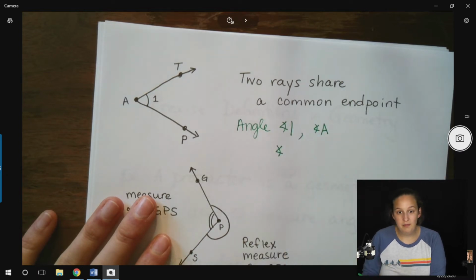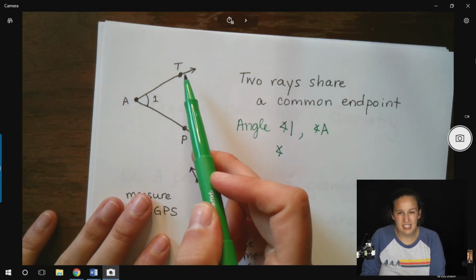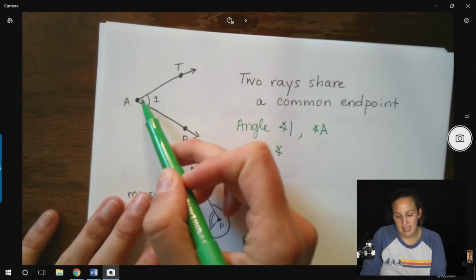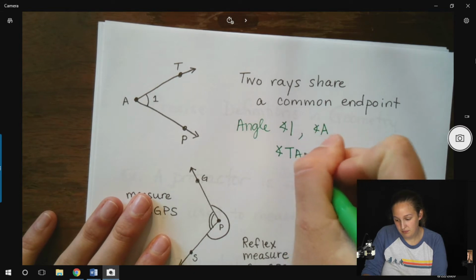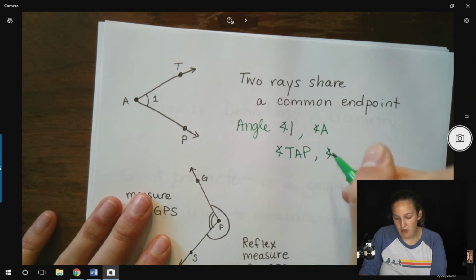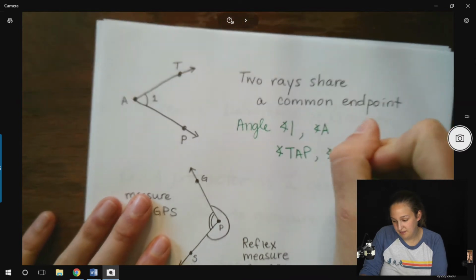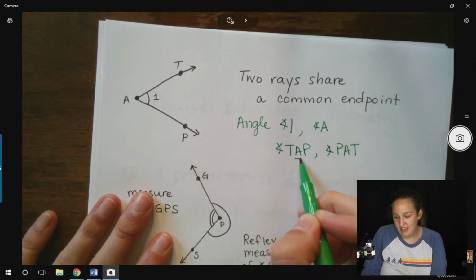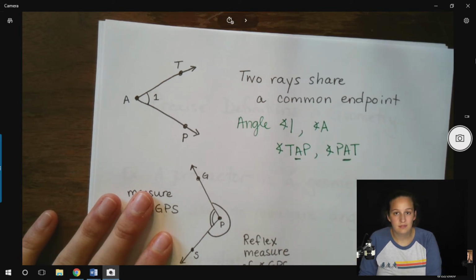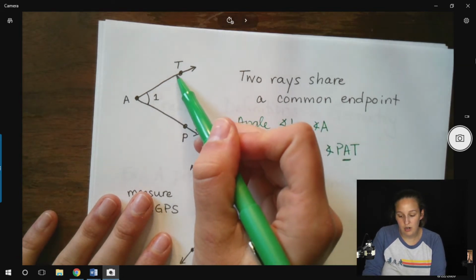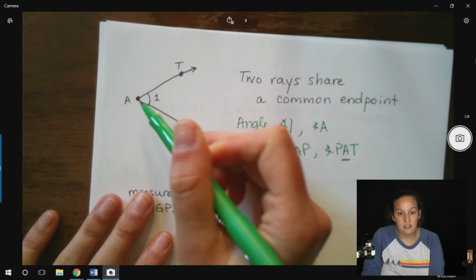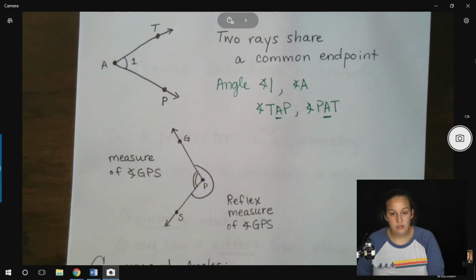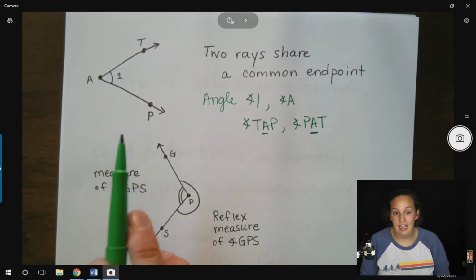The fail-safe one is to pretty much identify your two rays. And so to do this, you could say angle TAP or angle PAT. The important thing is the A is in the center. So that's going to tell you start at one end and you go to the other end. That tells you exactly which angle you're going to look at. So those are your 4 names that you can name an angle.